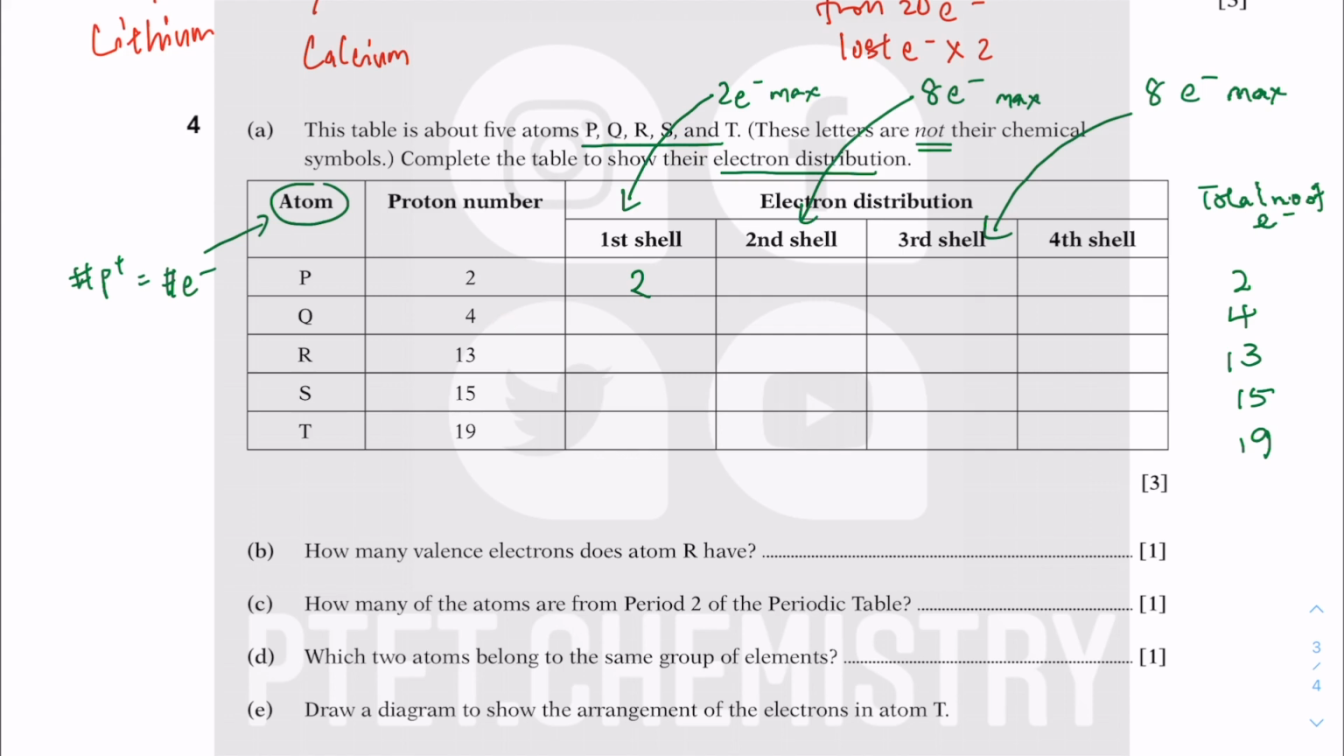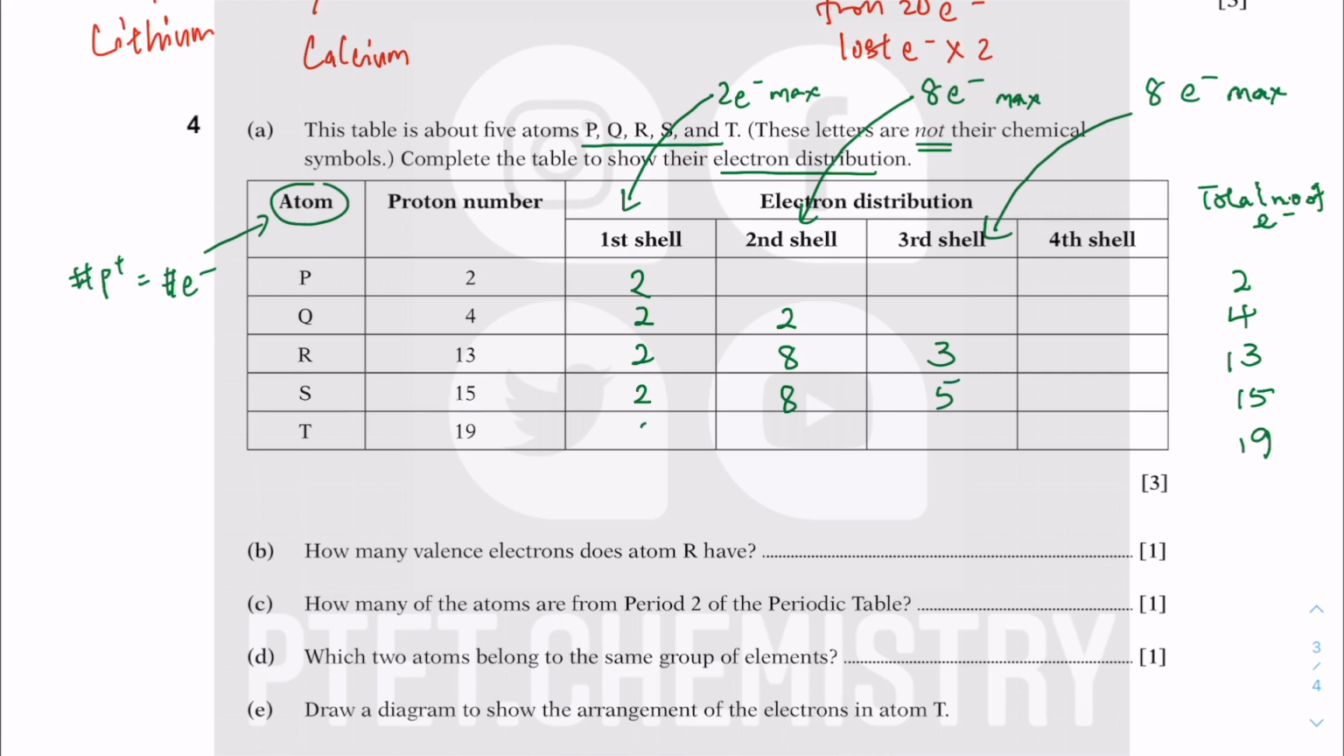When you have 4 electrons, then you could occupy 2 maximum in the first shell. You are left with 2 in the second shell. When you have 13 electrons, you have 2, 8. So 2 plus 8 is 10. You need 3 more to go up to 13. So 3 in the third shell. When you have 15, you have 2, 8. So there's 10, and you need 5 more. And you still haven't reached the maximum of 8 electrons in the third shell.